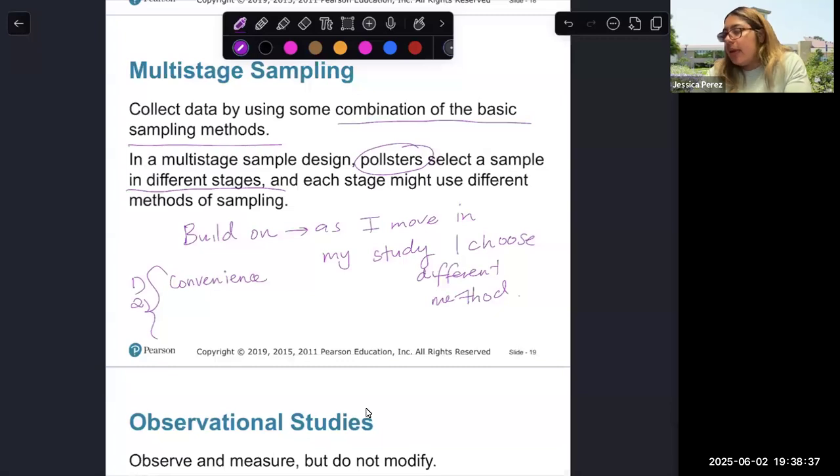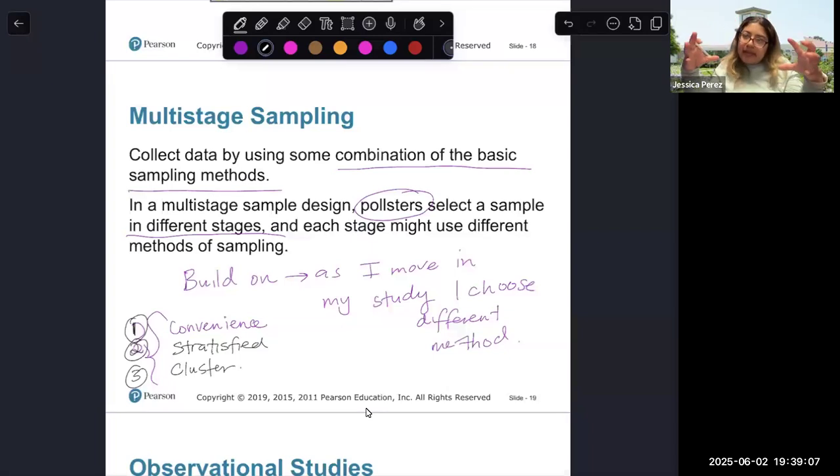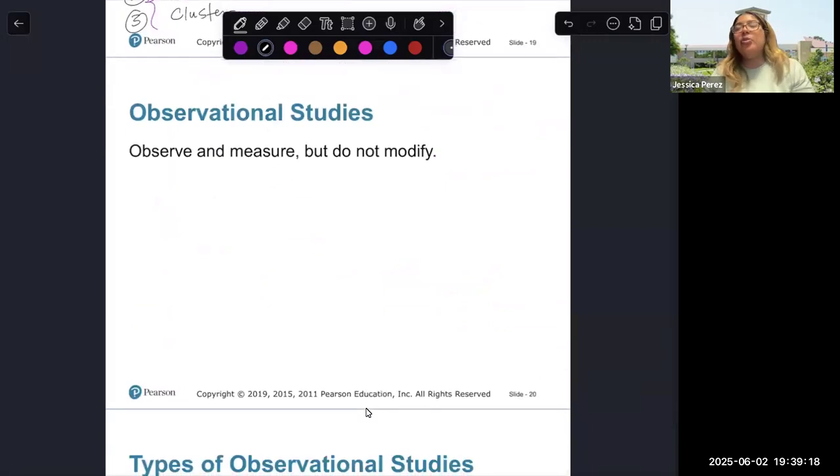And then I want to say, okay, after that, I want to do a stratified sample. So stage 1 would be my convenient sample, stage 2 would be my stratified sample, and then the third one would be a cluster. And this is my multi-stage. So I started with a convenience, then I want to stratify, I want to subdivide, and then I want to subdivide in areas and then pick from everywhere. That's a multi-stage sample.